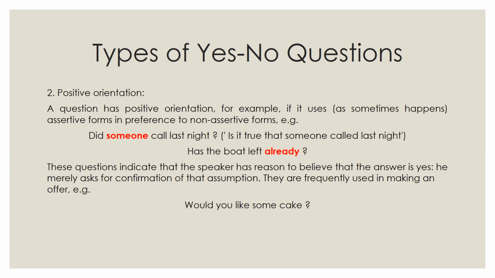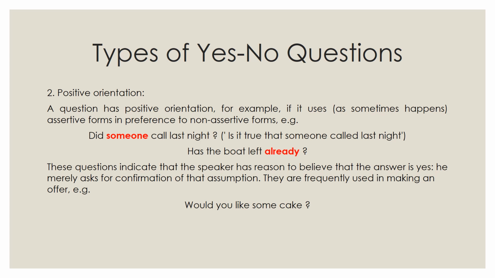So these questions indicate that the speaker has reason to believe that the answer is yes. The speaker already expects that the answer is going to be with what? Yes. He merely asks for confirmation of that assumption. Why am I asking a question if I already have the information? I already know that someone called last night. I just want my listener to confirm for me what I believe.